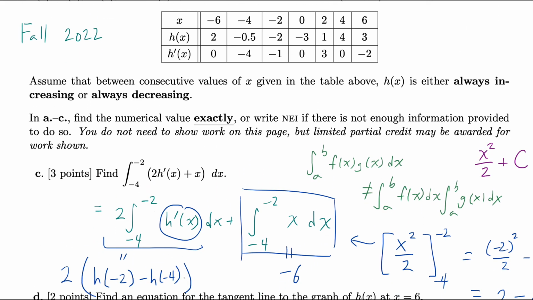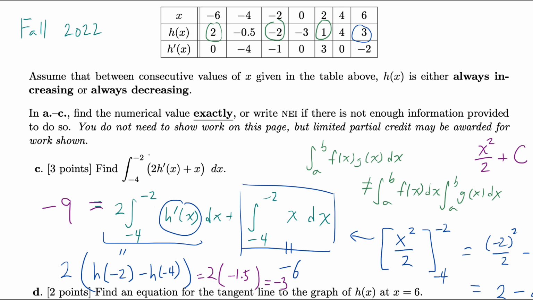And this hopefully is easy enough to find. We have that this is 2 times h at negative 2, which is negative 2, minus h at negative 4, which is minus 0.5. So negative 2 minus negative 0.5, that's negative 1.5. So you get negative 3 for this expression. So the entire thing is negative 3 plus negative 6, or negative 9.